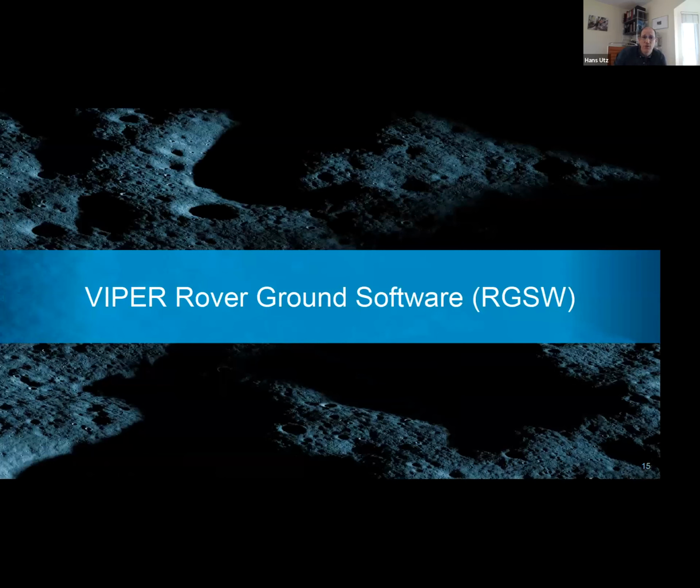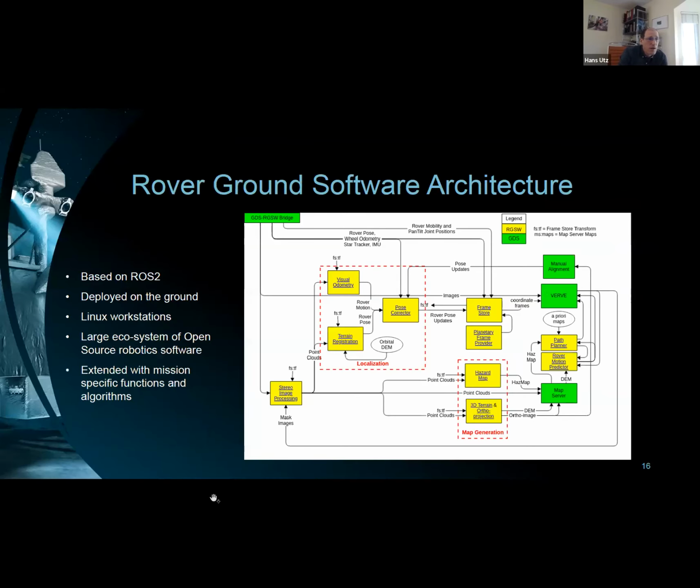Looking at the rover ground software. Next slide. Here we are realizing the opportunity to provide robotic features that could not be easily done on board. This is based on the ROS2 platform and is deployed on the ground. We're tapping in here into the large ecosystem of open source robotic software and extending it with mission-specific functions and algorithms.